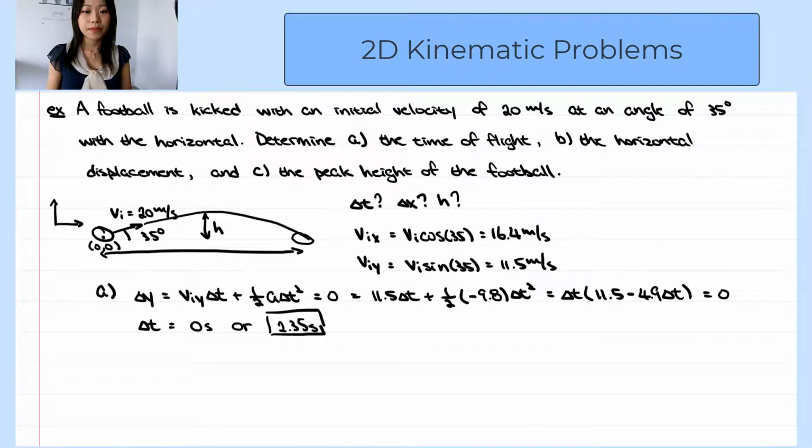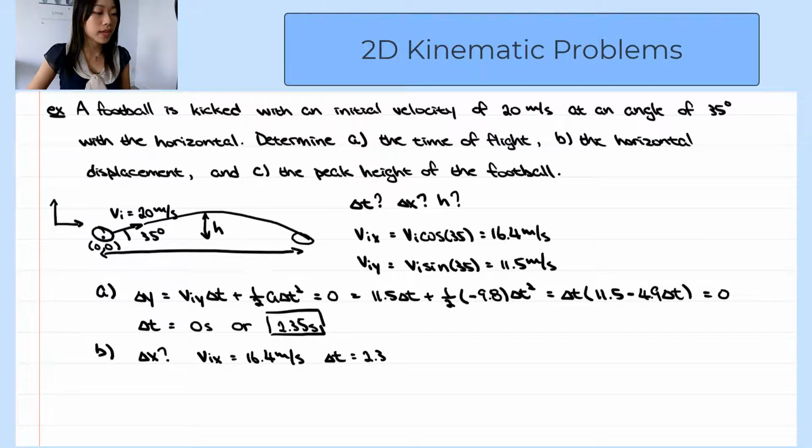Now let's look at part B. We want to find the horizontal displacement, so let's focus on the x components. We want to find delta x. We know that the initial velocity in the x direction is 16.4 meters per second. And from part A, we also know that delta t is 2.35 seconds. Furthermore, we know that the acceleration in the x direction is 0.